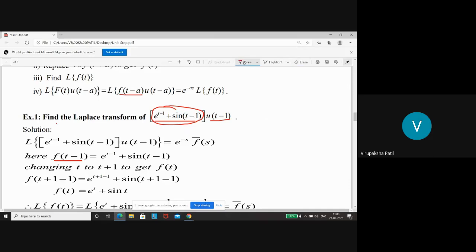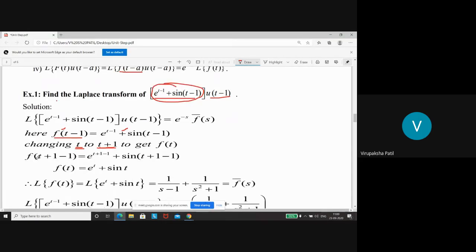Okay, then next, what do we have to do there? We don't want this, we cannot find the Laplace transform of this. Now we have to find the Laplace transform of f of t. So I want f of t here. So what will I do here? Changing this t to t plus 1, okay, t plus 1 to get f of t. In the LHS as well as in the RHS, wherever t is there, you have to put t plus 1.